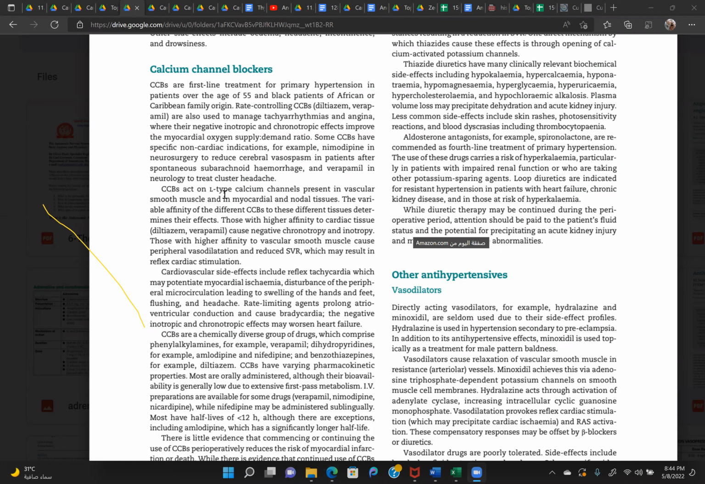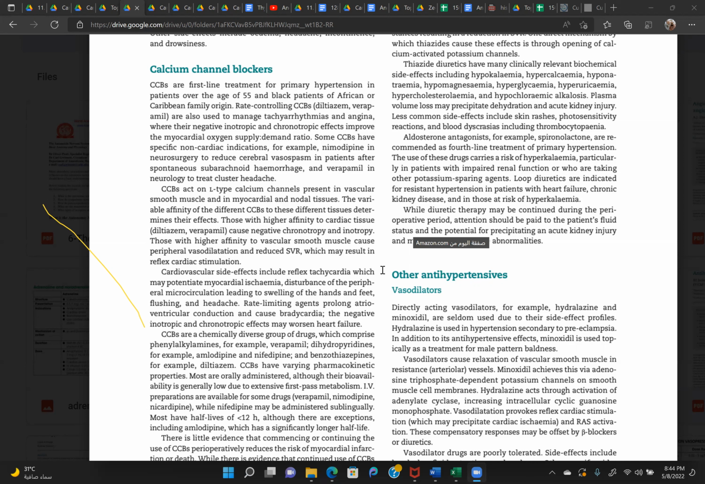Then in an MCQ, they can ask that these L-type channels are in the myocardial tissue, and there is another type, I think it is P-type, if I'm not wrong. You can just confirm it.